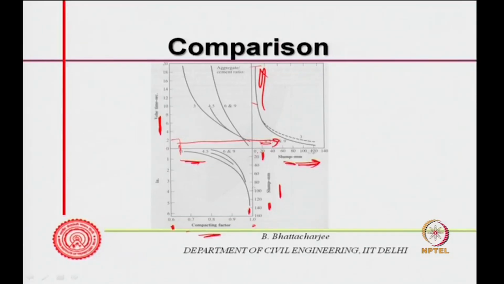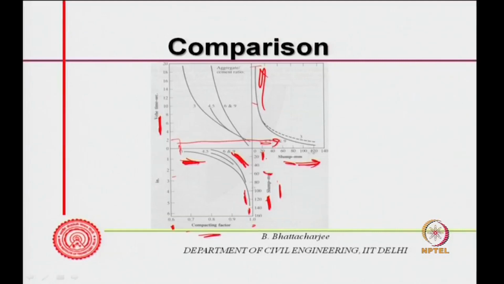Compaction factor is somewhat in between. The compaction factor change for high slump is very little, it is not changing, and here also for a stiff concrete it is not changing, but it changed significantly in this zone where you have relatively low slump and possibly relatively slow VB time as well. This is the slump, and the compaction factor is somewhere in between.